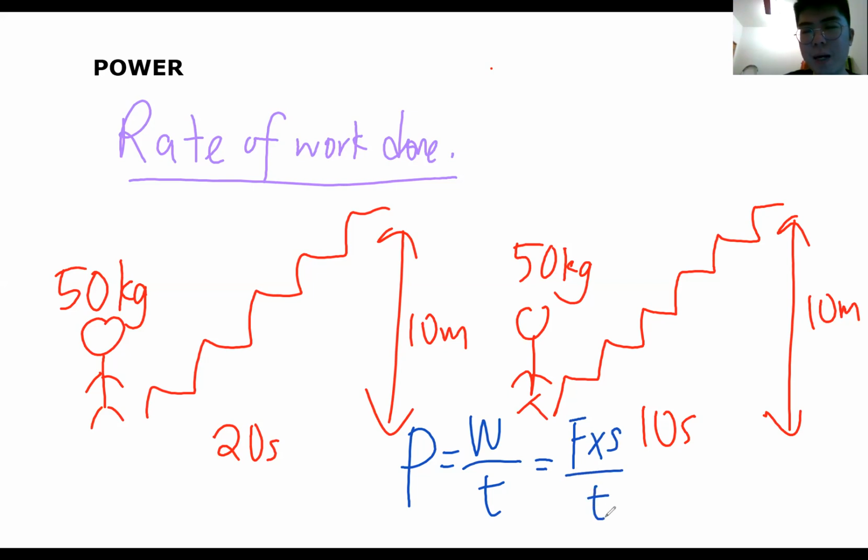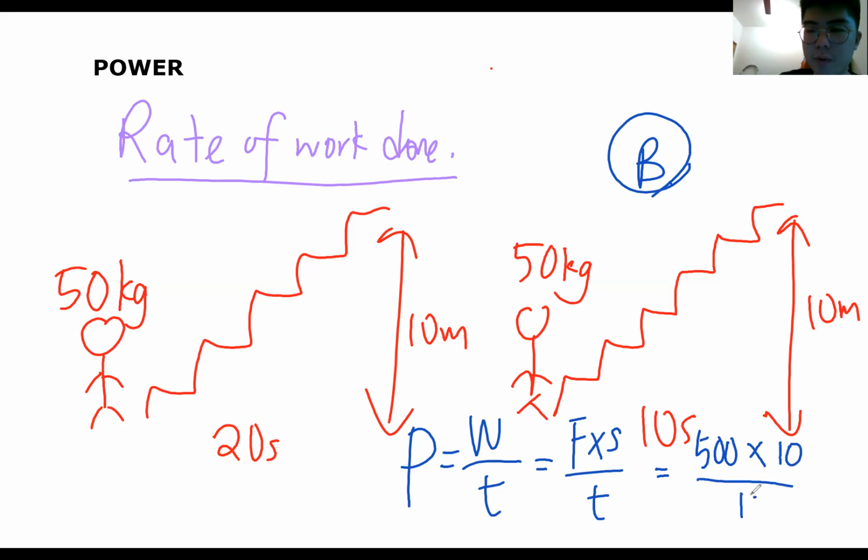So if you want to calculate the power of person B, then you calculate what is the force? The force is equal to his own weight, because he's lifting his own weight. So 500 Newton times 10 meters, that is the work done, divided by the time, 10. So equals to 500.